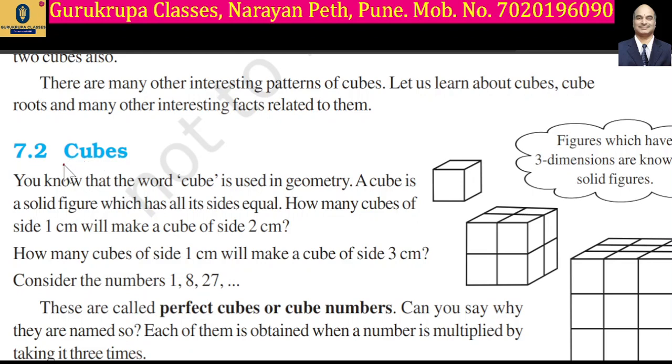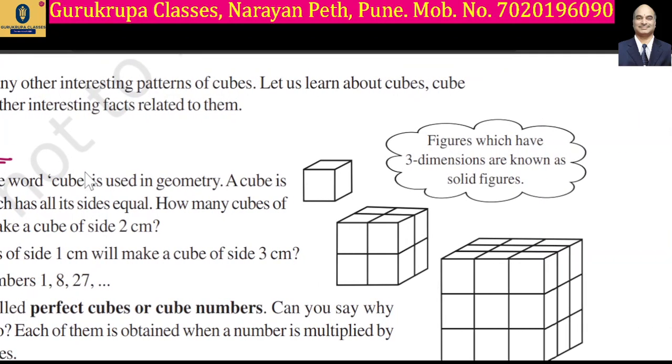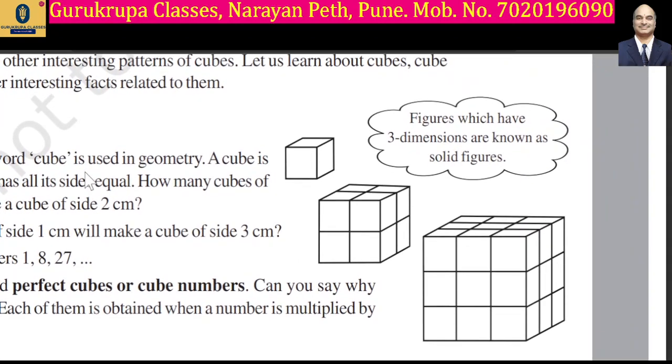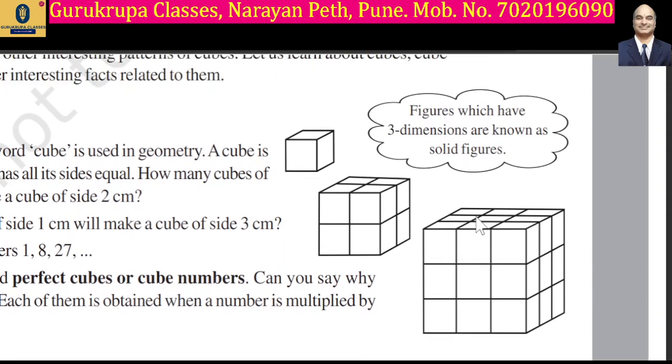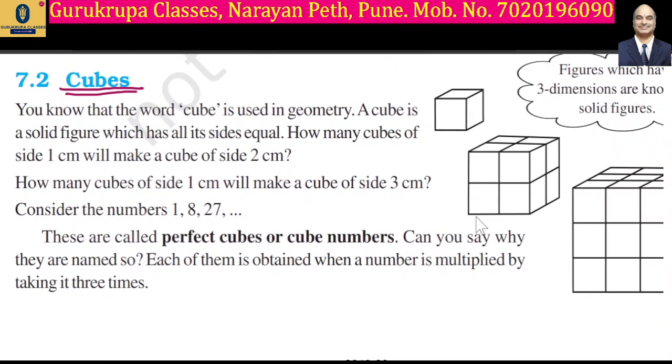So thus we just introduced the cube. Now in this figure, some figures are given. These figures are three-dimensional, so these are solid figures. These all are cubes. The word cube is used in geometry. So what is the meaning of cube? A cube is a solid figure which has all its sides equal. That solid figure is called a cube.